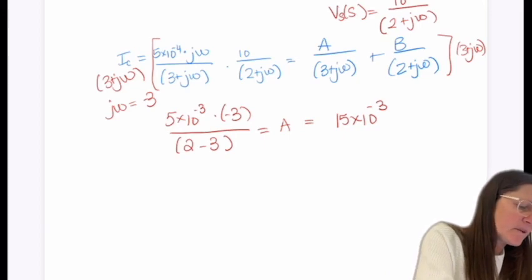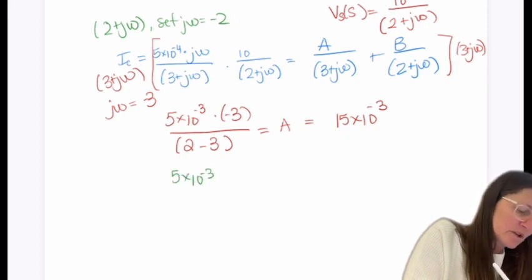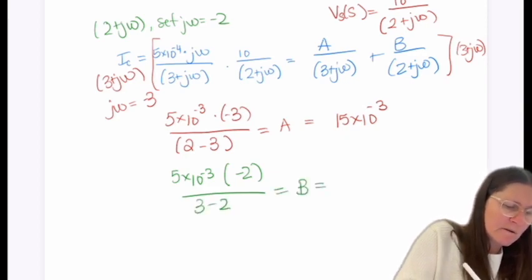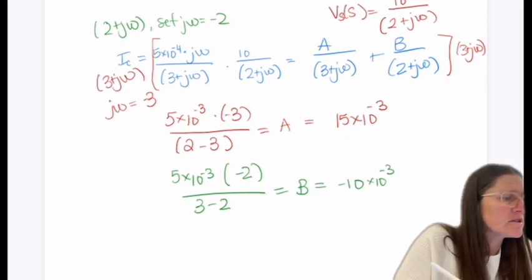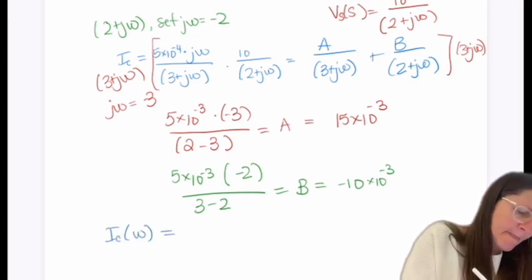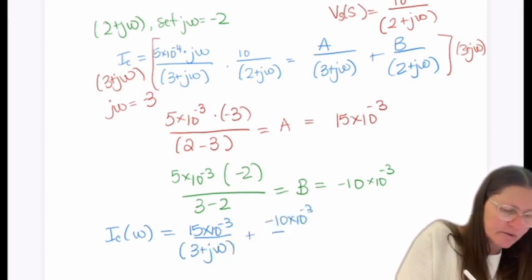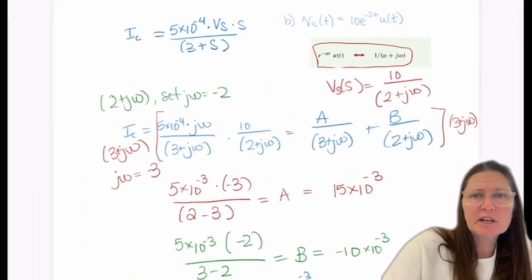And then doing the same thing with 2 plus j omega, and then set j omega equal to minus 2. That will give 5 times 10 to the minus 3 times minus 2 all over 3 minus 2. And this gives the value of B, and that is a minus 10 times 10 to the minus 3. So now our IC equation is 15 times 10 to the minus 3 over 3 plus j omega, and then a minus 10 times 10 to the minus 3 over 2 plus j omega. And so we can use the same transform again.